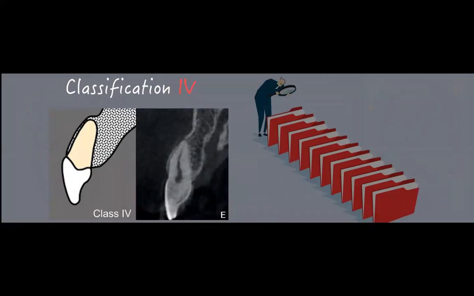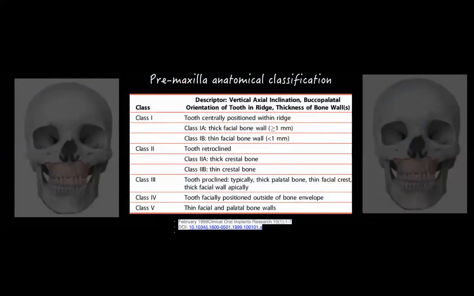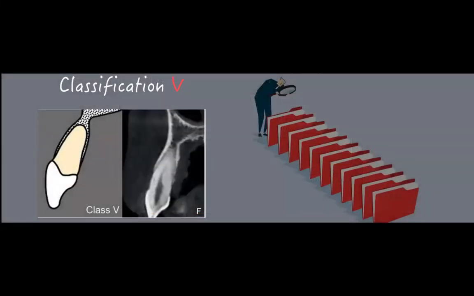Okay? And a class 5, thin facial and palatal bone wall, which is probably one of the most difficult cases to go ahead and do and create a success. And here is that case.